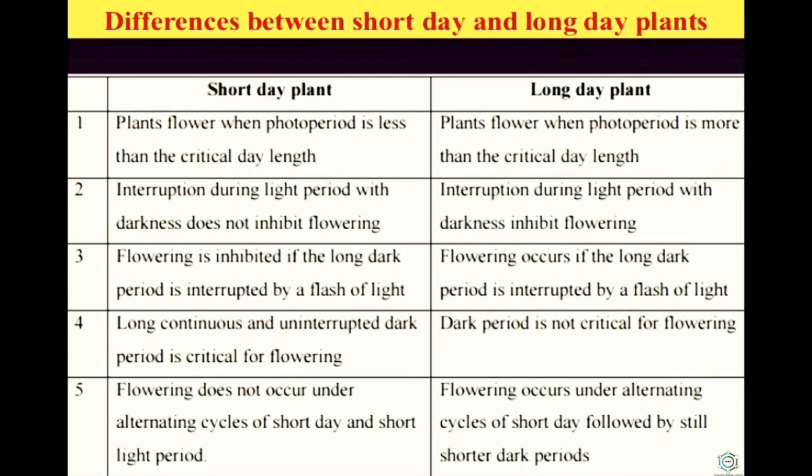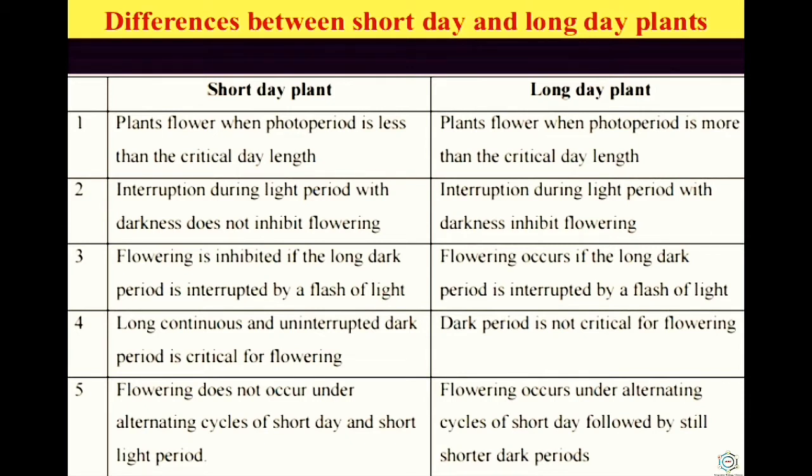Now, what are the differences between short day and long day plants? Short day plants flower when the photoperiod is less than the critical day length, while long day plants flower when the photoperiod is more than the critical day length. In short day plants, interruption of the light period with darkness does not inhibit flowering, while in long day plants, interruption of the light period with darkness inhibits flowering.